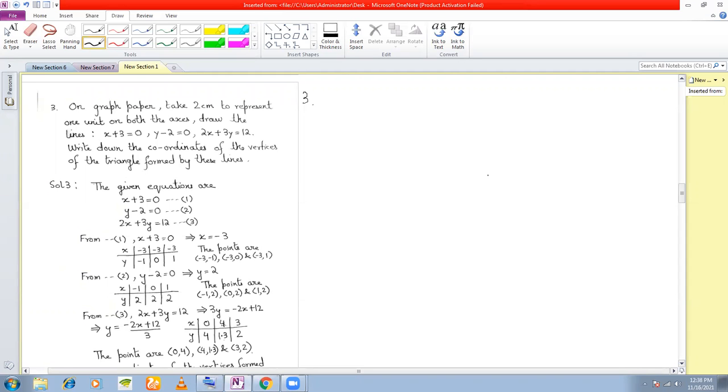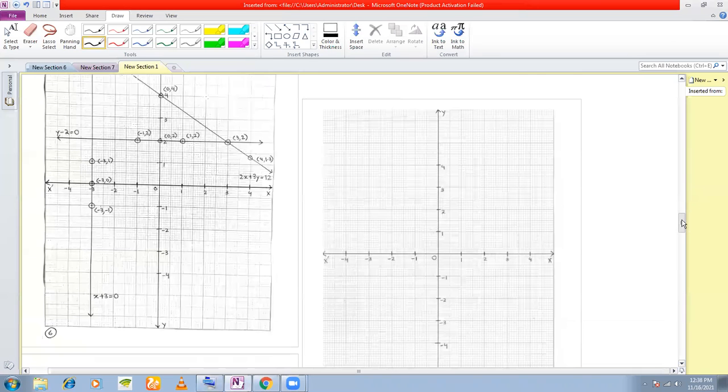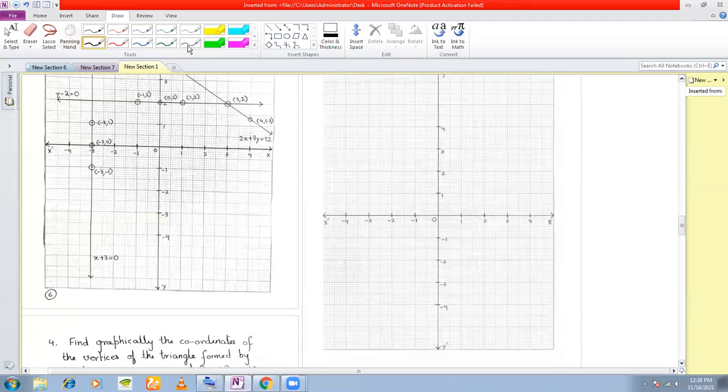Look at this question. It states on a graph paper, take 2 centimeter to represent 1 unit on both the axes. Okay, 2 centimeter is equal to 1 unit means 10 divisions is equal to 1 unit, right? So therefore, we are going to use this scale. The scale is already mentioned to you. You don't have to decide the scale. The scale is 2 centimeter is equal to 1 unit. So we are going to use this scale.